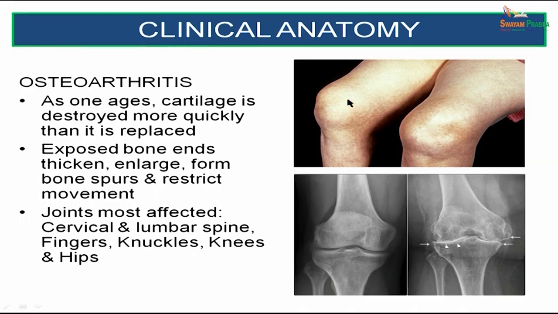This picture is showing osteoarthritis. This is the condition osteoarthritis. As one ages, the cartilage in the joints is damaged more than it is replaced. Therefore, the ends of bones get exposed, they become enlarged, they form what we call spurs. So, if you see this x-ray, this is the patient and this is the x-ray of both the knees, you can see the irregularities and projections. These are called bony spurs. They restrict movement. Joints affected are usually of the neck region, the back, the fingers, knuckles, knees, hips.